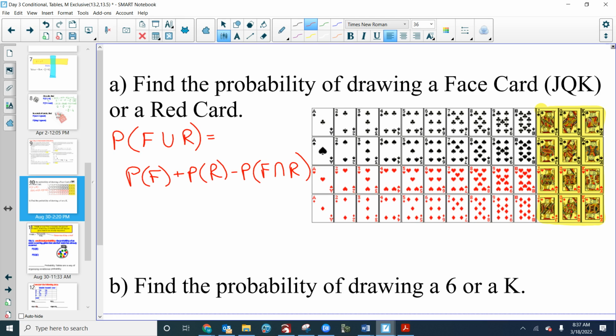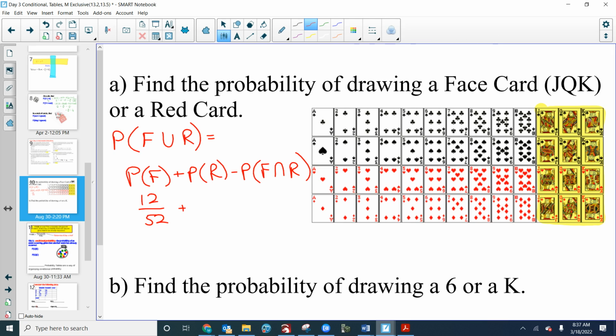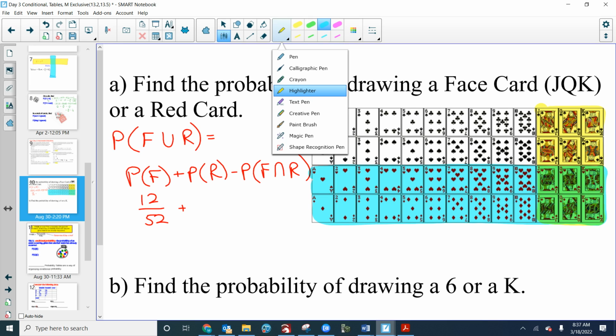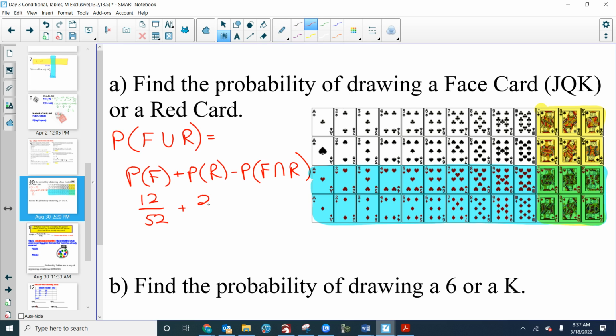All right, what's the probability of drawing a face card? How many were there? 12 out of 52. Don't reduce yet. Reds. Here we go. Let's highlight the reds. Those are all the hearts and all the diamonds. Those are the red cards. How many red cards are there? 26 out of 52. Plus 26 out of 52.